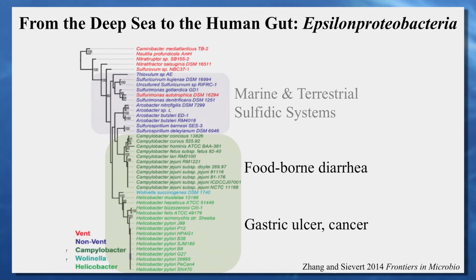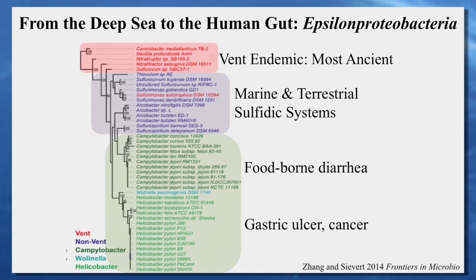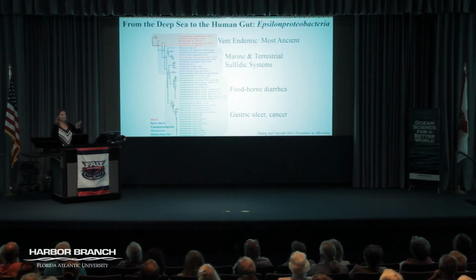But we now know that there's two other groups of these bacteria found in the environment. Some found both in marine and terrestrial sulfidic systems, and then a group that we only find at vents, at deep sea hydrothermal vents. These are organisms that fix their own carbon. They do things like eat hydrogen and sulfur. And when we build trees like this, we see that they are the most ancient group within this entire group of bacteria.